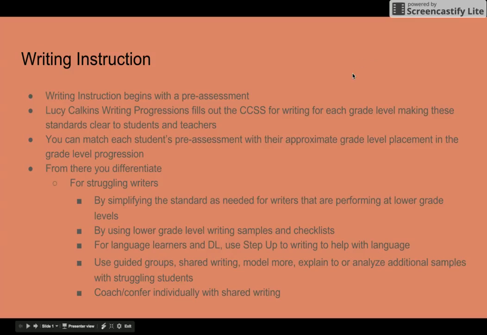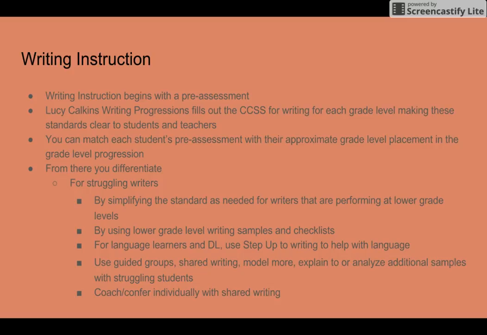Writing instruction begins with a pre-assessment, and the Lucy Calkins writing progressions was one of the most useful tools that I've come across in 16 years of teaching. The writing progressions fill out the Common Core state standards for writing for each grade level. They flesh them out and make them very clear and understandable, not only for students but for teachers.